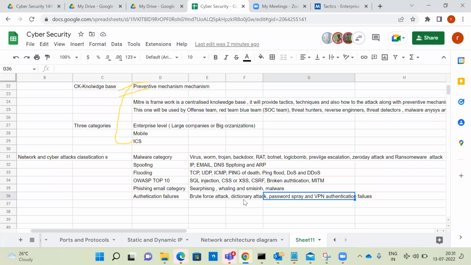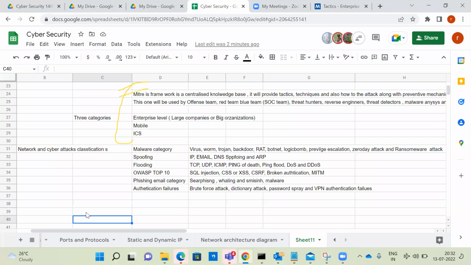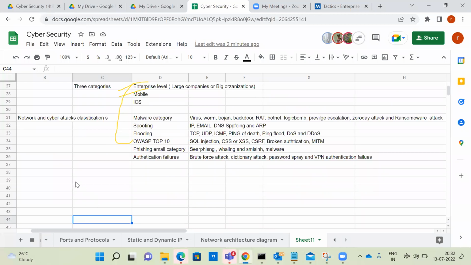Now the first category is the malware category. Actually I have a class meeting from 8 to 8:30. I skipped the meeting. Let's see how the escalation will come for tomorrow.